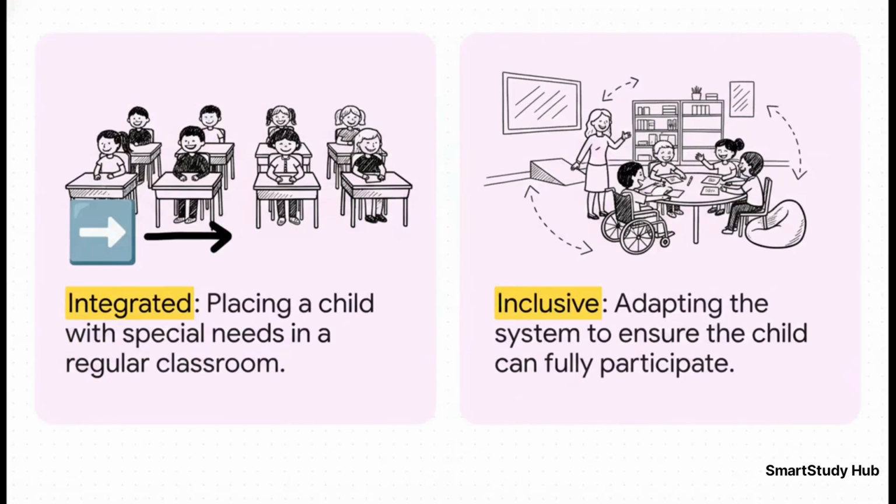And this right here clears up a really common point of confusion. You see, integrated education is just about placing a child with special needs into a regular classroom. That's it. But inclusive education goes so much farther. It's about fundamentally redesigning the teaching, the materials, and even the physical environment to make sure that child can fully participate and learn right alongside their peers. One is about placement, the other is about genuine participation.